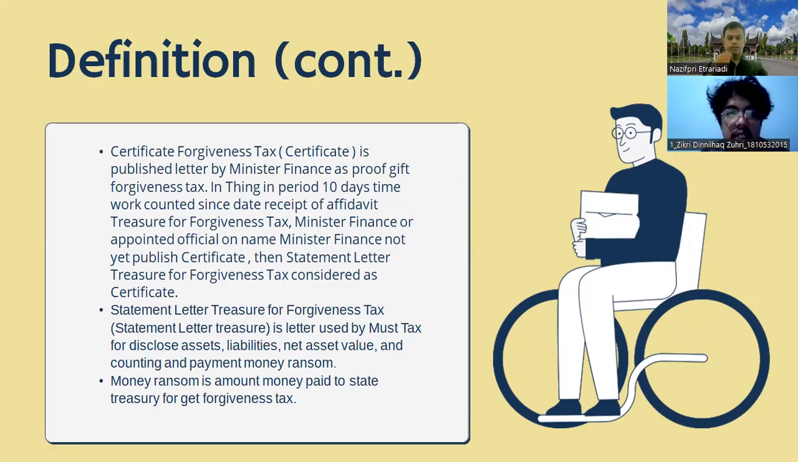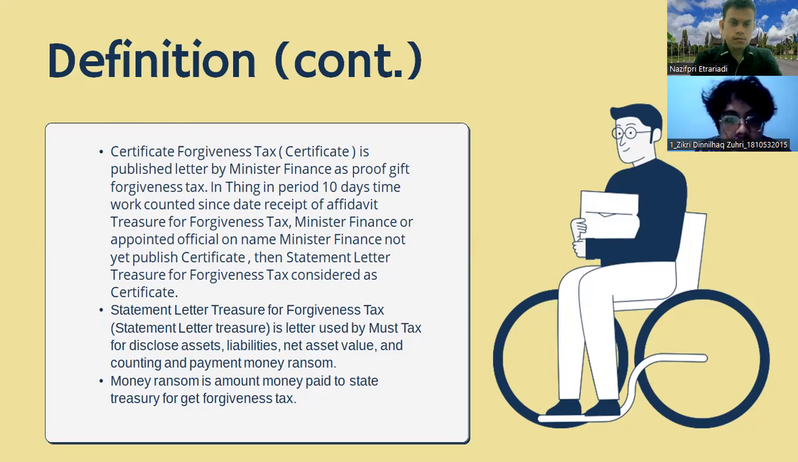The tax amnesty certificate is published by the Minister of Finance as proof of granting tax amnesty. If within a period of 10 working days, counted since the receipt of the statement letter of assets for tax amnesty, the Minister of Finance or an appointed official has not yet published the certificate, then the statement letter is considered as the certificate. The statement letter of assets for tax amnesty is a letter used by the taxpayer to disclose assets, liabilities, and net asset value, and the calculation and payment of the ransom money. Ransom money is the amount of money paid to the state treasury to get tax amnesty.